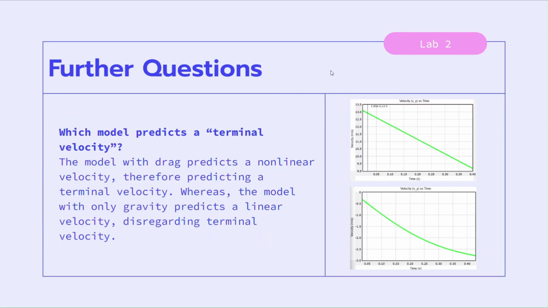Further questions: which model predicts a terminal velocity? The model with drag predicts a nonlinear velocity, which is our bottom one here, whereas the model with only gravity predicts a linear velocity, and this disregards the terminal velocity.